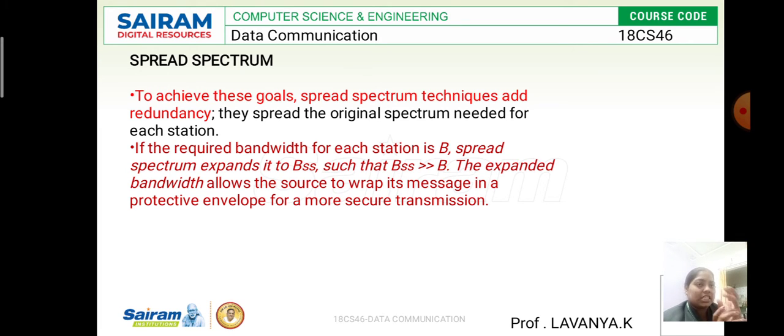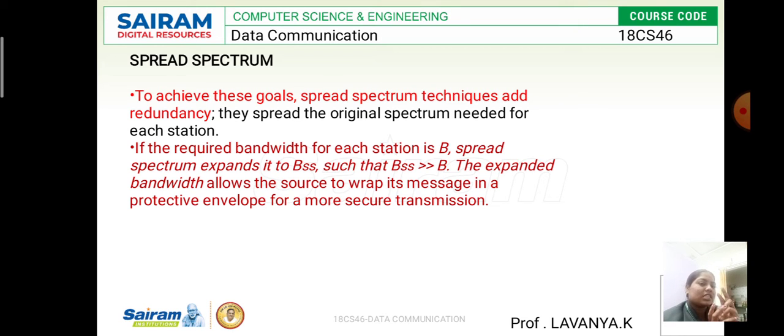And one more thing, they are going to spread the original spectrum as needed for each station. The original message is spread over the link, because each station or device wants to receive its own original data while transferring from one system to another in the given bandwidth. The spread spectrum requires bandwidth for each station.